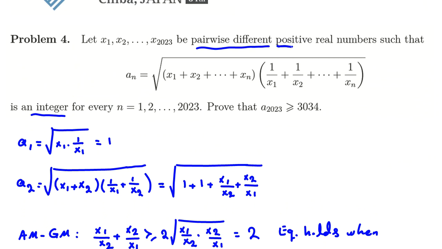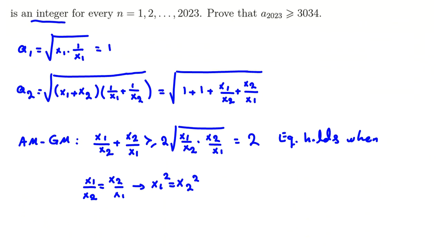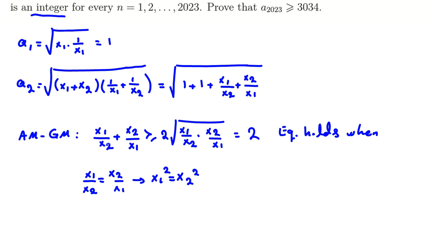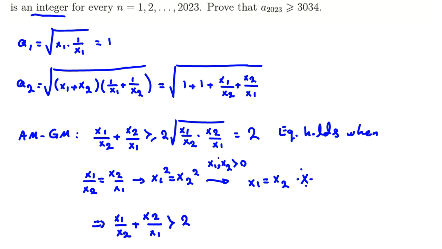The problem says they are positive real numbers and pairwise different. So because x1, x2 are positive, we conclude that x1 should be equal to x2, and that's a contradiction. So we conclude that x1 over x2 plus x2 over x1 is strictly greater than 2, because equality cannot hold.